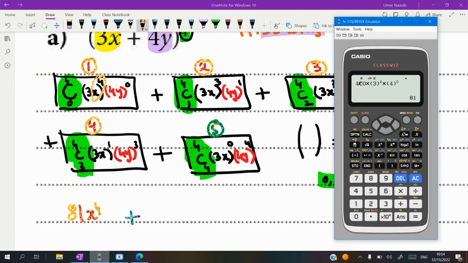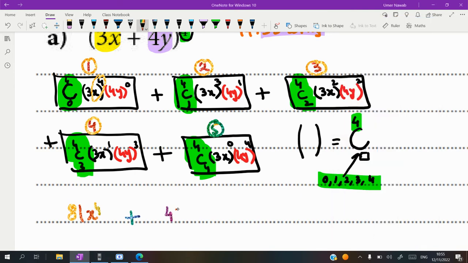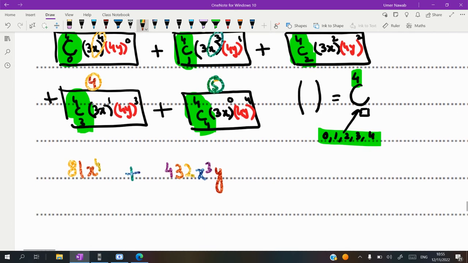Then plus. Now change the power of 4y to 1. Change the power of 3 to 3 and change 4C0 to 4C1 and get your answer 432. Now 432, and what is the power of x I have? X power 3 and y power 1, that is y.